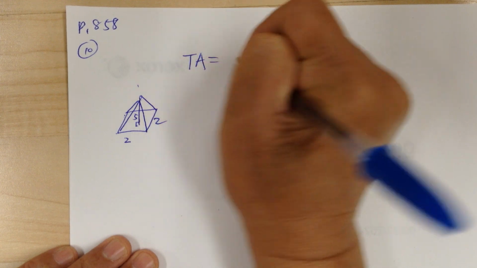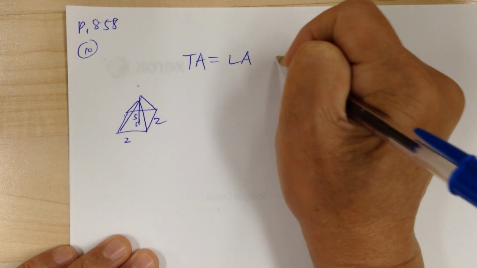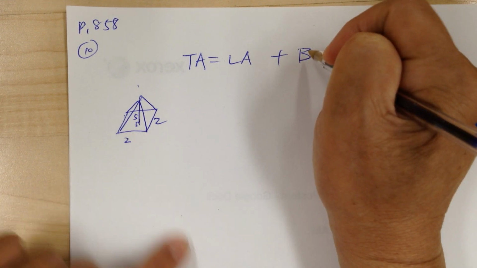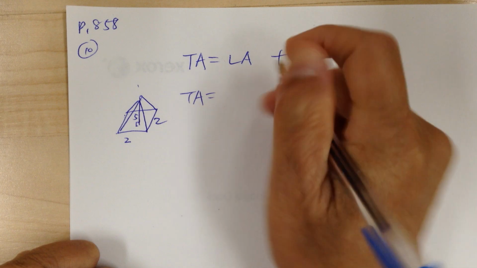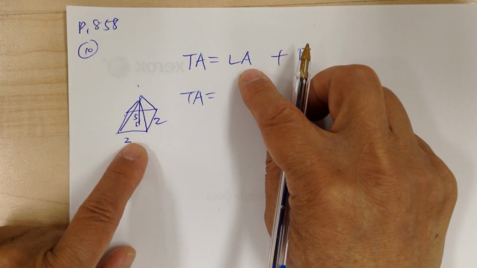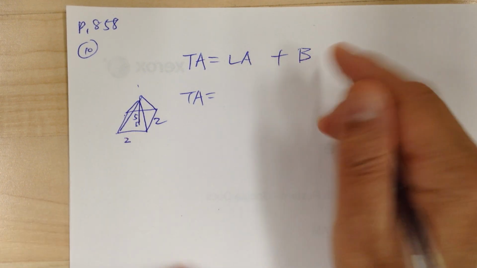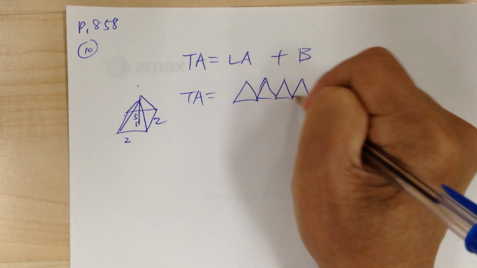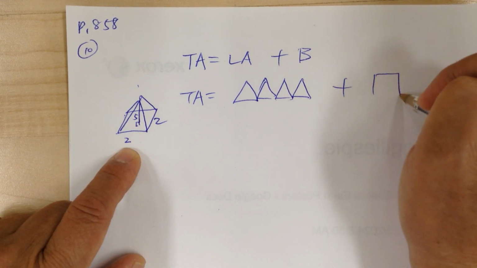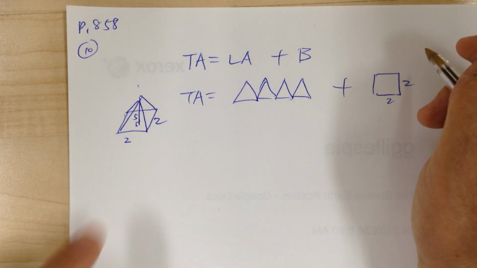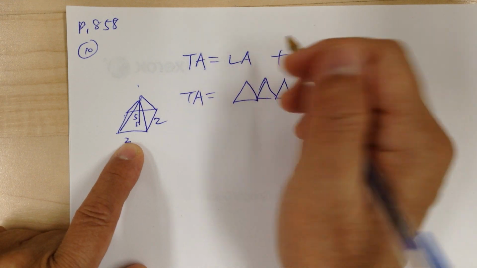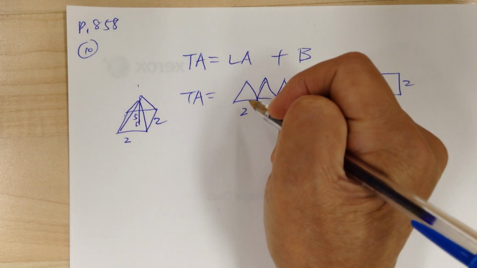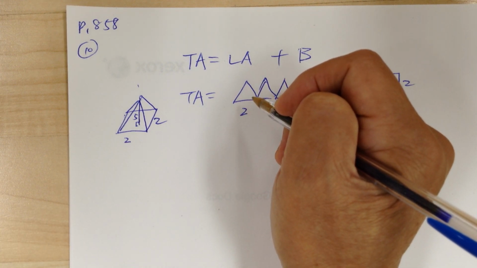So total area equals, again, LA, the lateral area, plus, now this is a pyramid, so it has only one base. Now if you were to open it up, the lateral area, you're going to get 4 triangles. And the base area would be a square with 2 feet on each side. Now this over here, the edge is 2. You have to be careful now. Let's see.